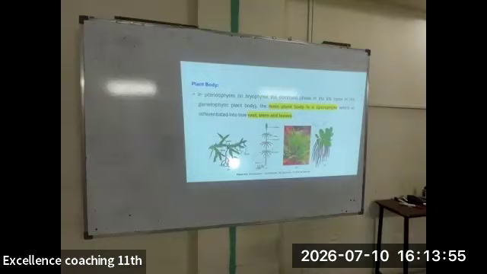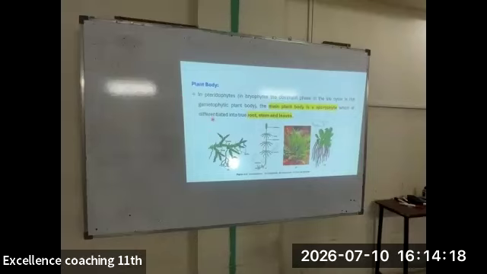Fine. Then plant body of pteridophyte. So what do they have? The main plant body is sporophyte here. In bryophytes it was opposite, right? What was the main plant body there in bryophytes? Yes, gametophyte. But here it is sporophyte. This is differentiated into root, stem, and leaves.